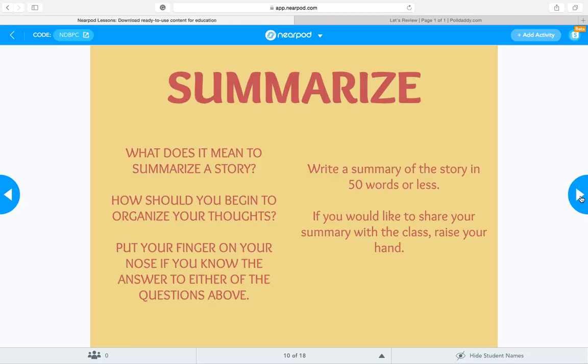And so then I would jump into half of my learning objectives. So summarize. What does it mean to summarize a story? How should you begin to organize your thoughts? Put your finger on your nose if you know the answer to either of the questions above.